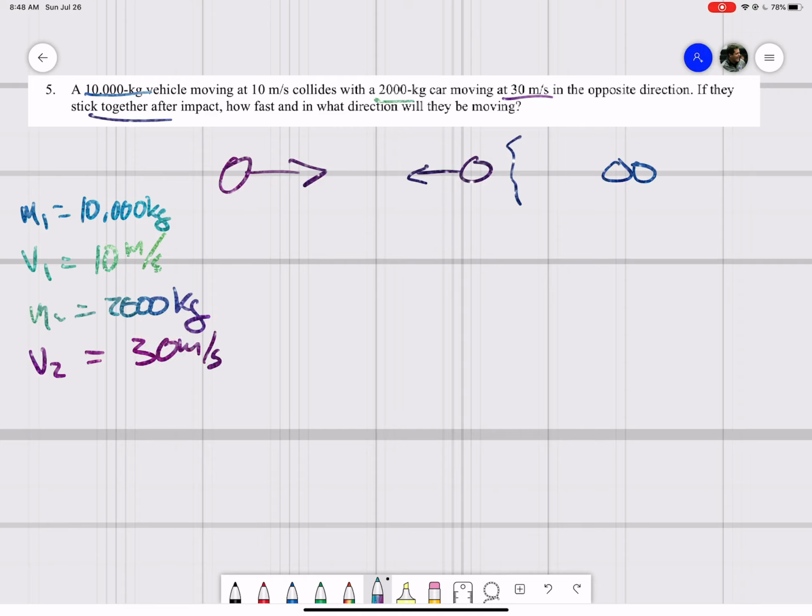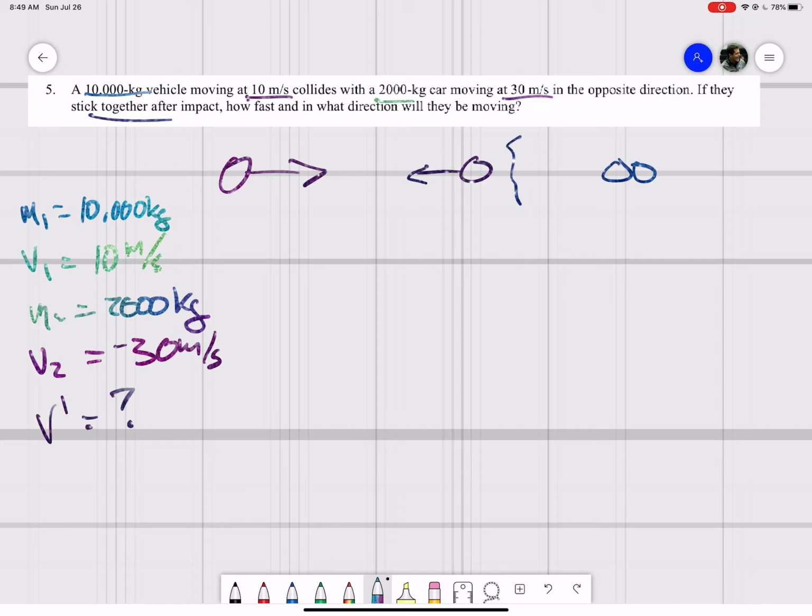Now, here is a very common mistake, and one thing you really have to be careful with. We have opposite directions. Anytime you have opposite directions, one of those velocities has to be negative. With momentum problems, you have to be very careful with your direction. It doesn't matter which direction you choose to be positive. I'll say this direction's positive, so then the 30 has to be negative. Now, they're going to stick together, and we need to know what happens after the fact. So what's going to be the velocity after the fact?